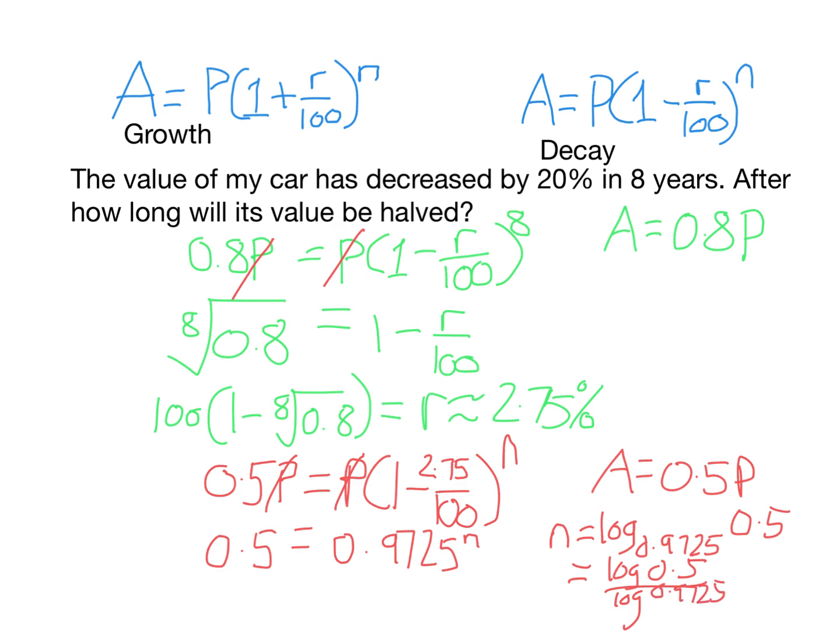So you can put that straight in your calculator, and we get about 24.85. So that means it'll take about 25 years for the value to be halved. All right, let's now look more at exponential equations.